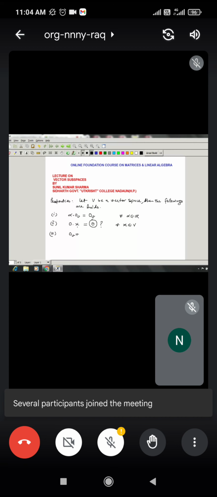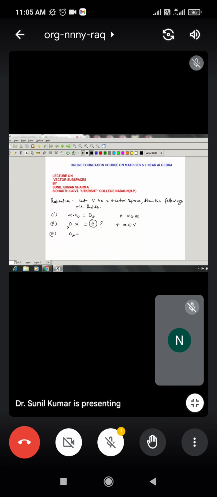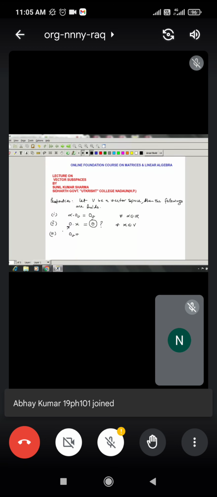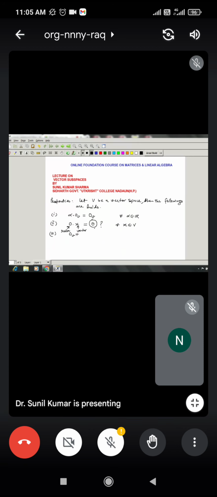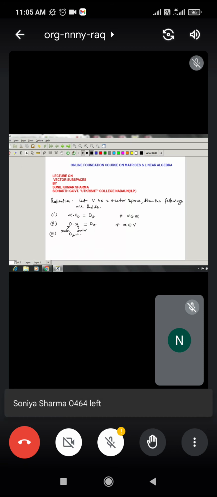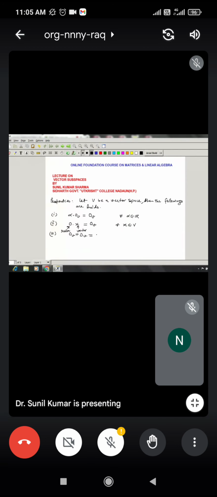But what is x? Here x is a vector and 0 is a scalar. What is the product? It is a vector, so it is not 0 but 0 V. And 0 V plus 0 V is also 0 V. Right?